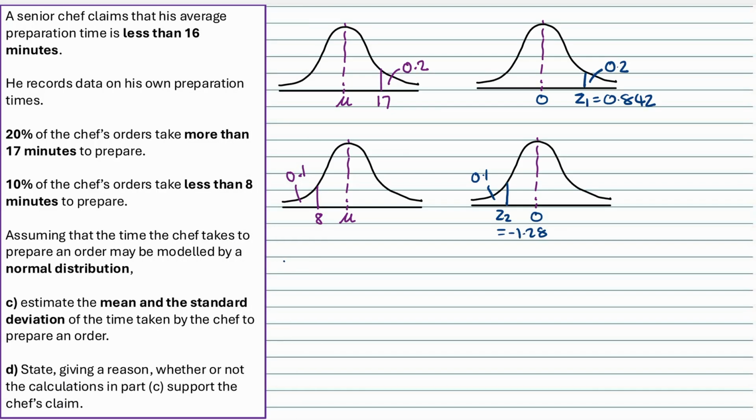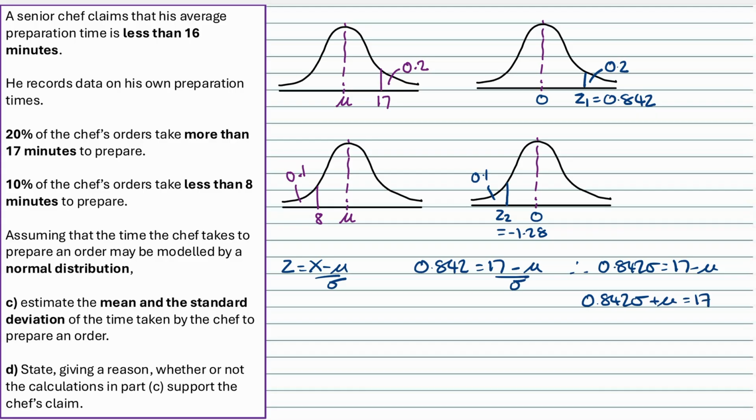Now we can use the equation where Z will equal x minus mu over sigma. We know for the first one, Z is 0.842. And this has a corresponding x value of 17 minus the average mu over sigma. So therefore, 0.842 sigma will equal 17 minus mu. We'll say 0.842 sigma plus mu will equal 17.